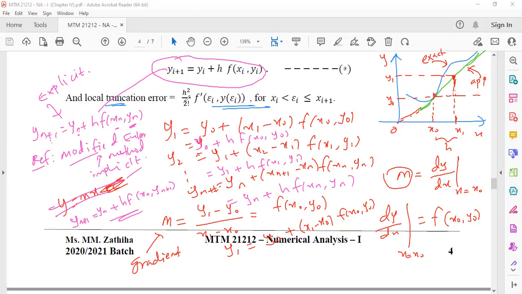Also, the local truncation error has been defined in this way. Since we are taking up to the first order for this Euler method, from the second order we can take it as the truncation error. There is an epsilon between these values. So that's all about the Euler method. So let's do a question so you'll understand more.